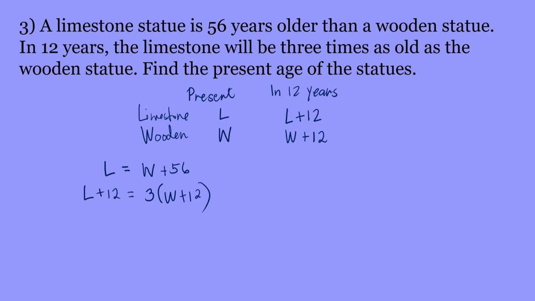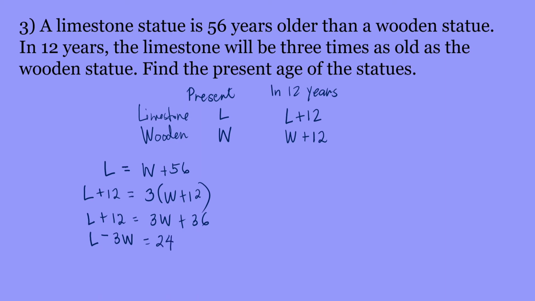Now let us first simplify the second equation. L plus 12 equals, distribute 3 to W and plus 12. So that will give us 3W plus 36. Alright? And then, what we can do here is to write all the variables on the left side. So this will become L minus 3W. We transpose this one to the left side. And then this 12 here, we put that to the right side. It becomes negative 12. 36 minus 12, that is 24.